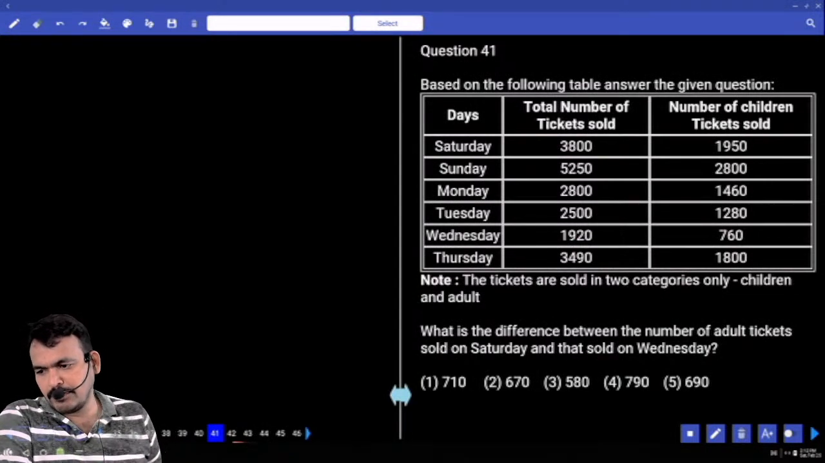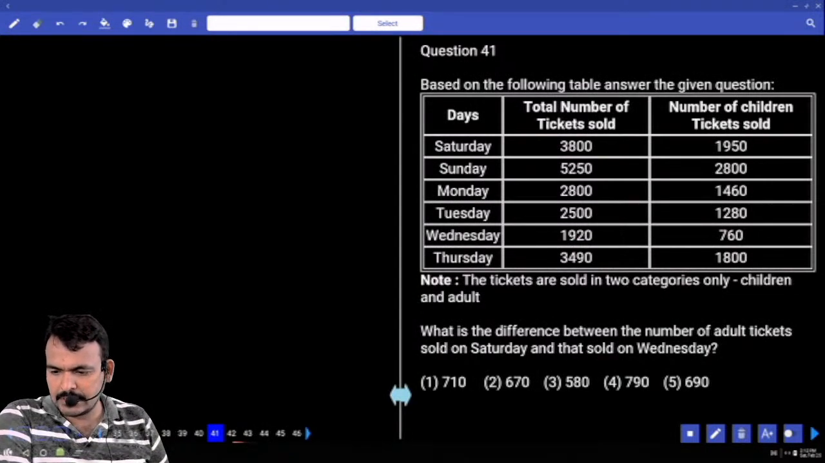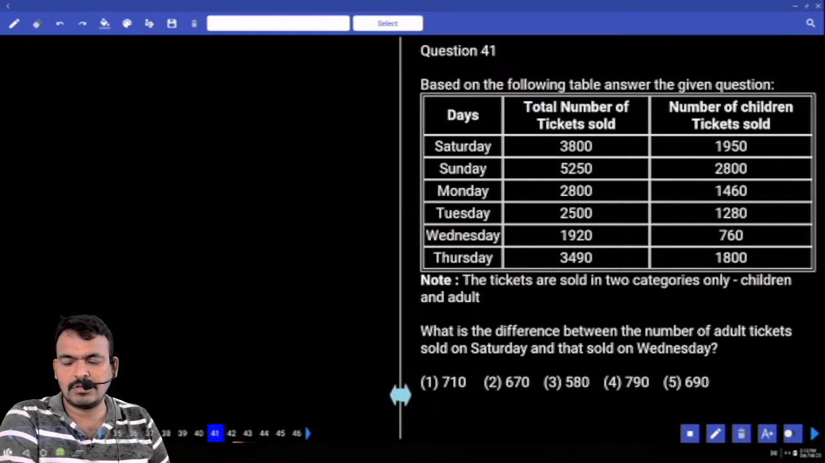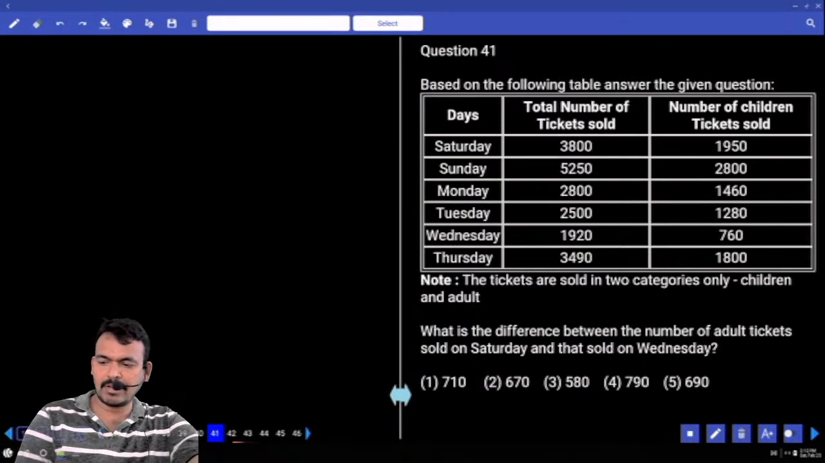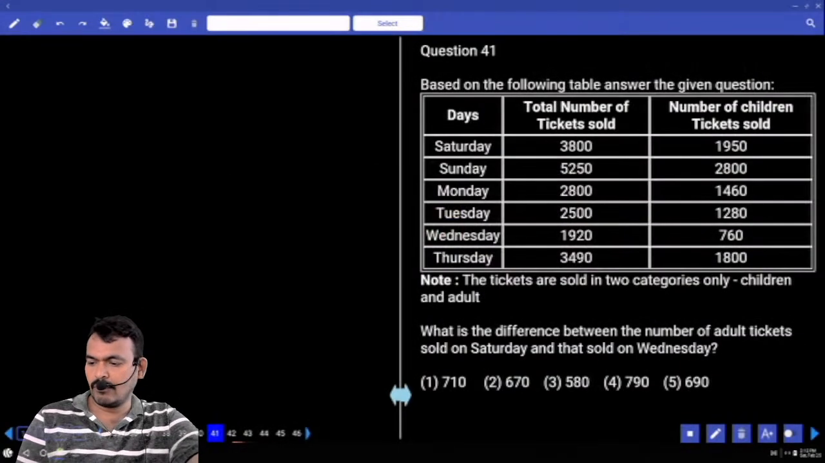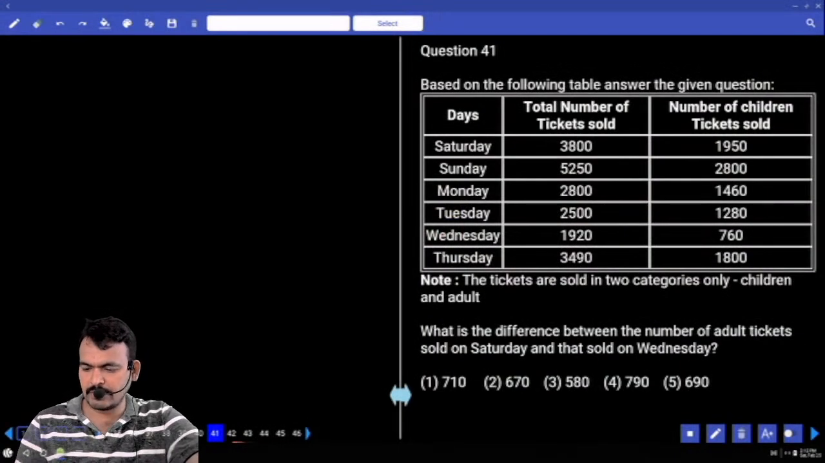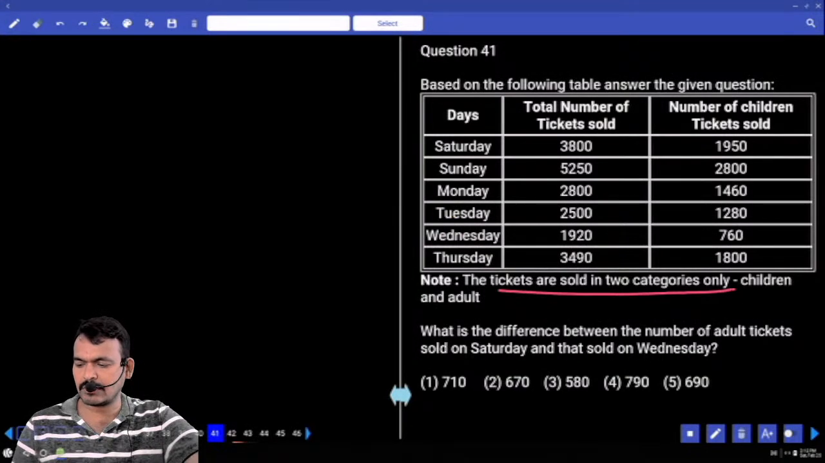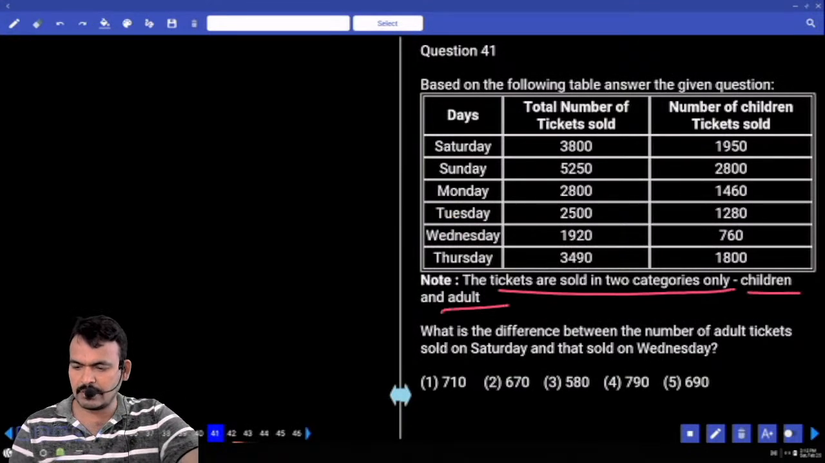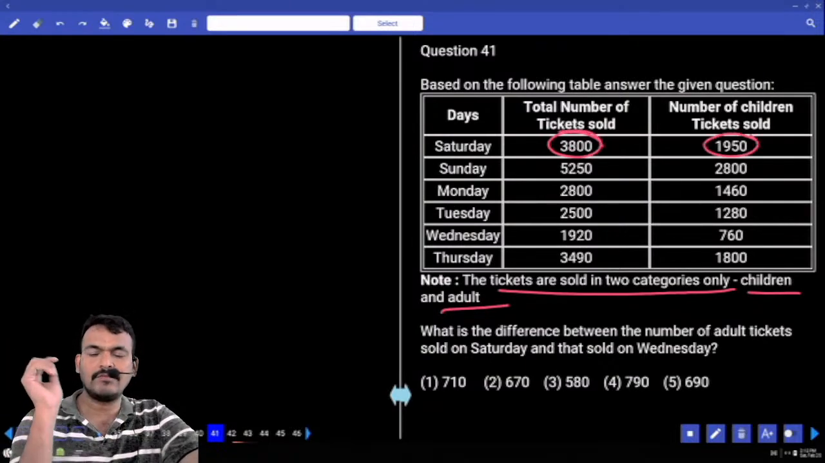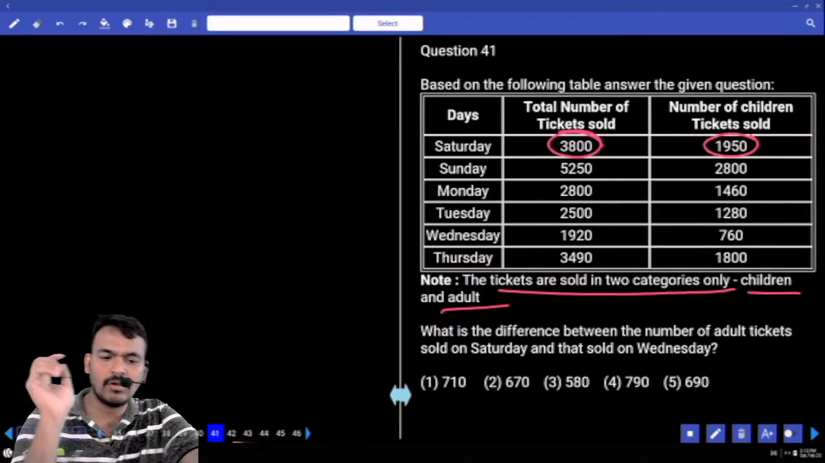Based on the following table, answer the given questions. On Saturday, the total number of tickets sold is 3,800. The number of children tickets sold is 1950. Note that the tickets are sold in two categories only, children and adult. Out of 3,800, 1950 are children. Subtracting, we get the adult. Okay.